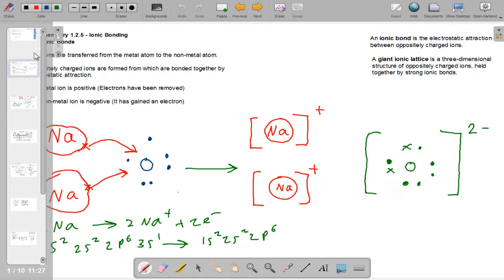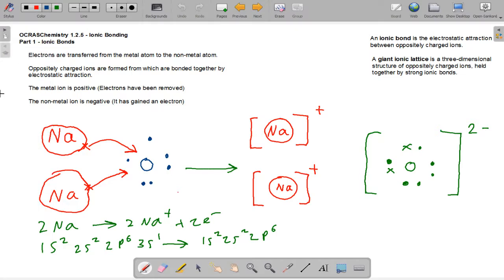So moving on to part 2, now ionic bonding. Electrons are transferred from the metal atom to the non-metal atom. Oppositely charged ions are formed, which are bonded together by an electrostatic attraction. The metal ion is positive, so electrons have been removed, and the non-metal ion is negative, it has gained an electron. So an ionic bond is the electrostatic attraction between oppositely charged ions, and a giant ionic lattice is a three-dimensional structure of oppositely charged ions held together by strong ionic bonds.